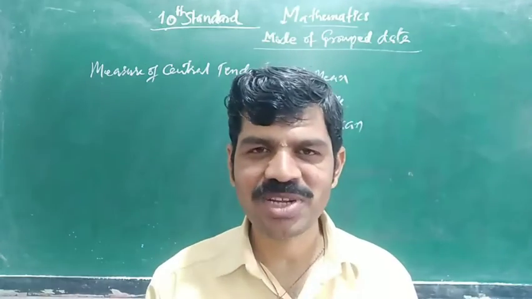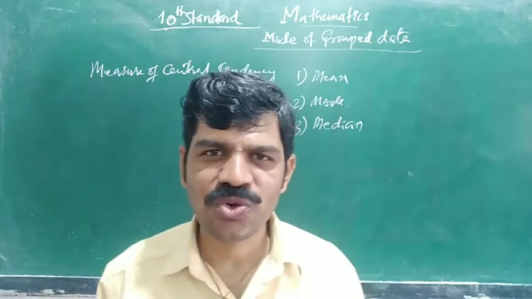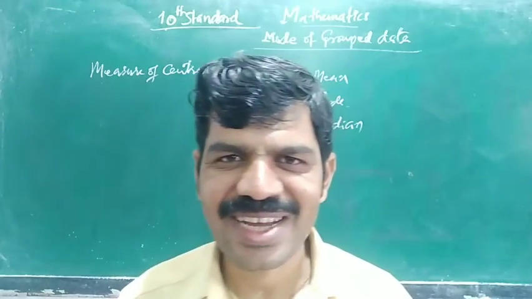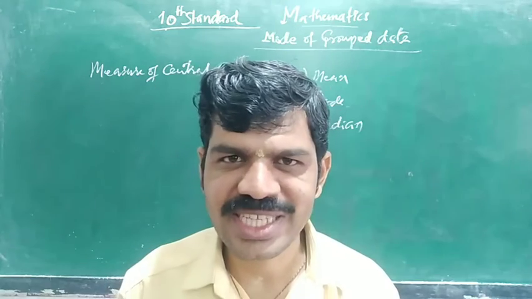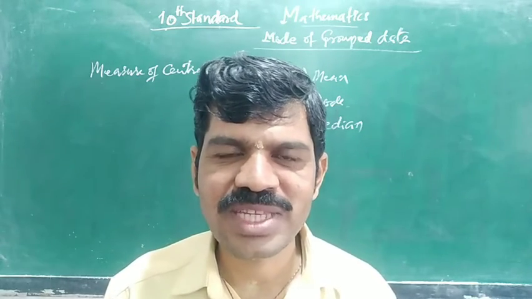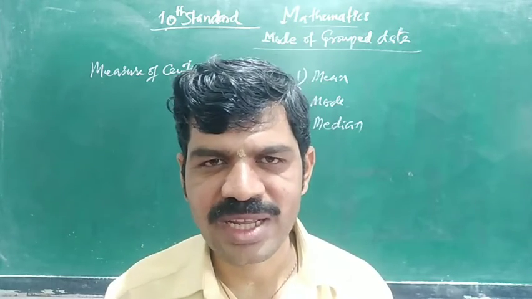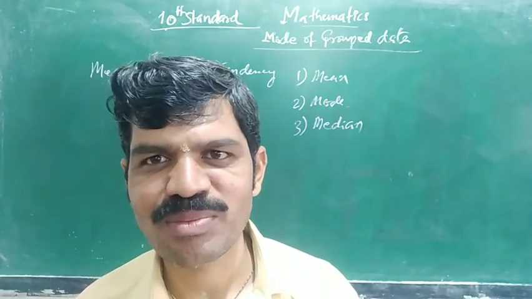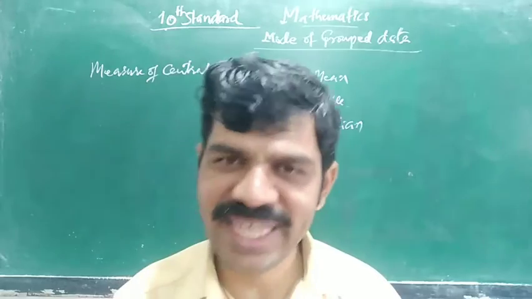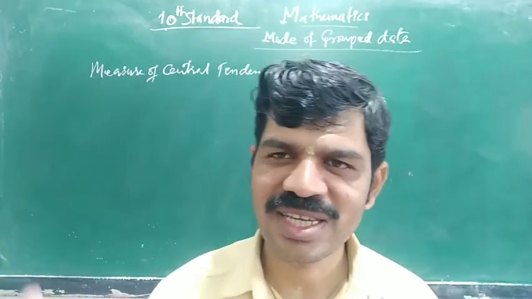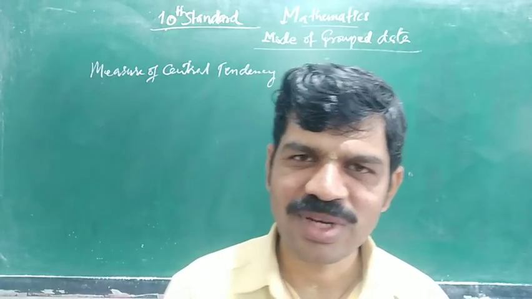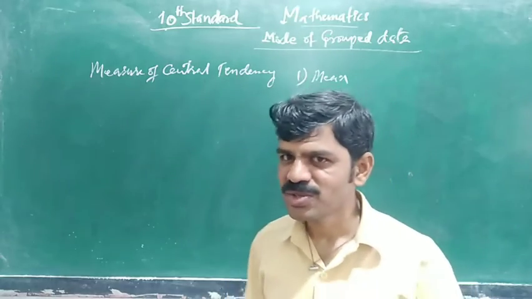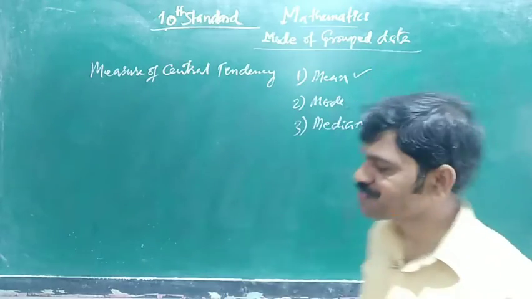So, in this chapter statistics, we have arrived at the second aspect of measure of central tendency. We have three different aspects of measure of central tendency: first one mean, second one mode, and the third one is median. As you see on the board, we have completed the mean.